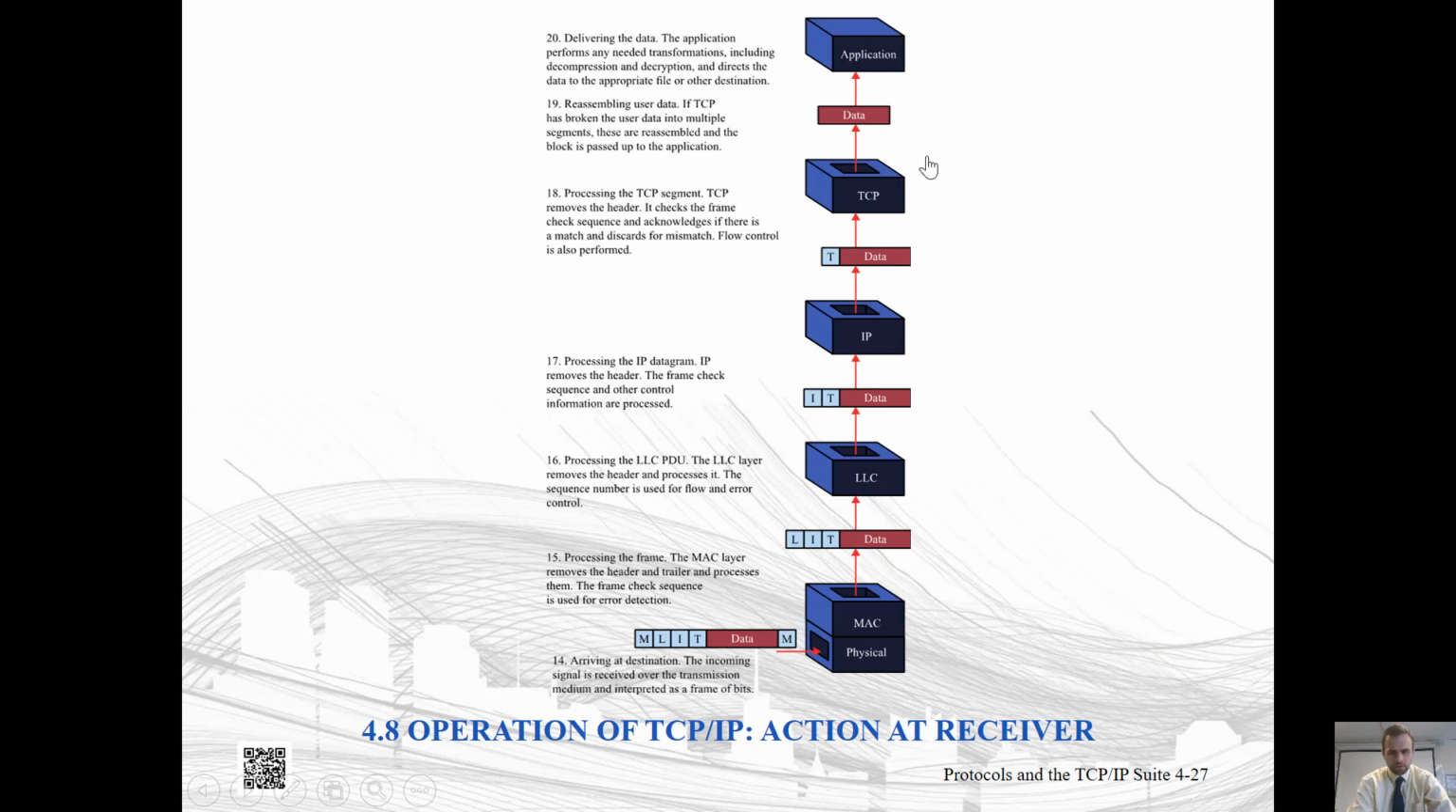Starting down here, you kind of undo everything that you performed at the transmitter. So it arrives at the destination, the incoming signal is received over the transmission medium and interpreted as a frame of bits. You process the frame, so the MAC layer removes the header and trailer and processes them. The frame check sequence is used for error detection. Then you process the packets and remove the header and essentially process it. The sequence number is used for flow and error control. Then you process the IP datagram. The IP removes the header and the frame check sequence and other control information are processed. Process the TCP segment, reassemble the user data, and deliver the data.